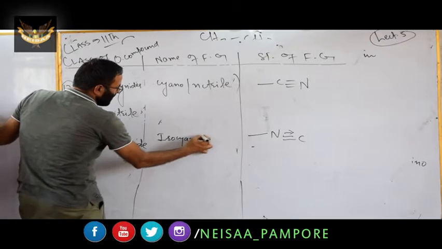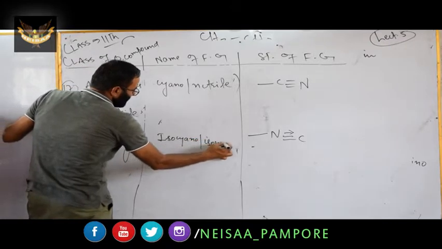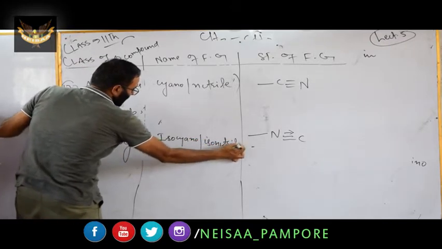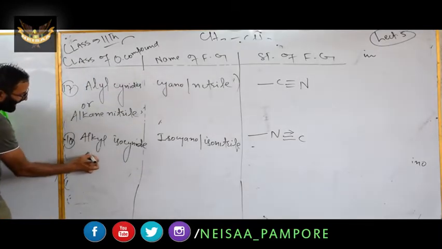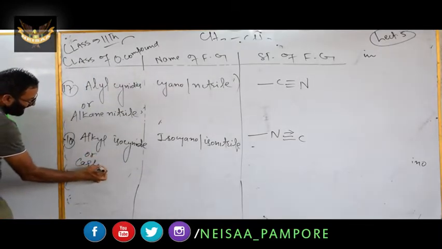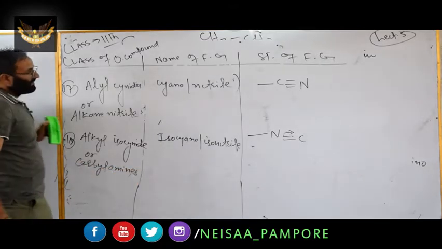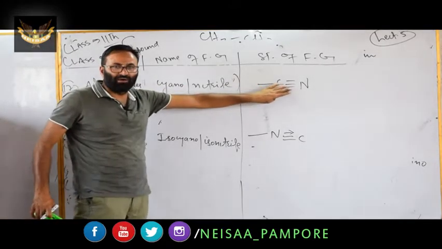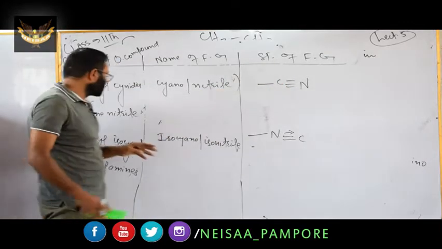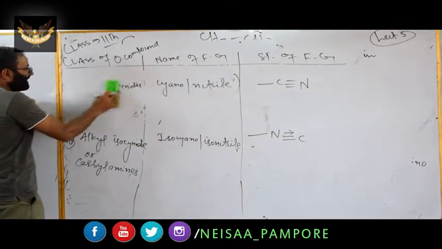Isocyano, or you can say isonitrile. Alkyl isocyanides are also known as carbylamines. You also have to remember this: C double bond N is cyanide, and this one is isocyanide.